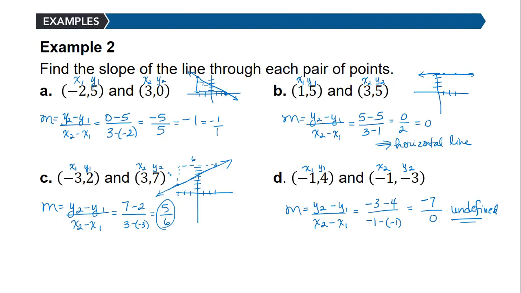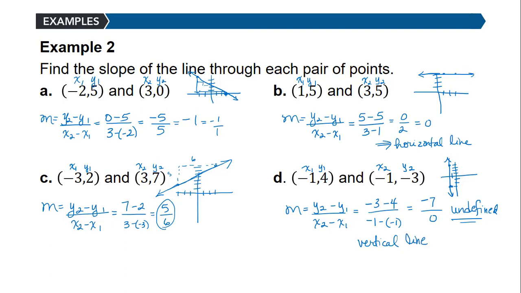So what type of line would have an undefined slope? We think about plotting (-1, 4) and (-1, -3). Those 2 points lie on a vertical line through x = -1. And if we think about the definition of rise divided by run, there is rise between these 2 points, but there's no run. And so a line with undefined slope is actually a vertical line.